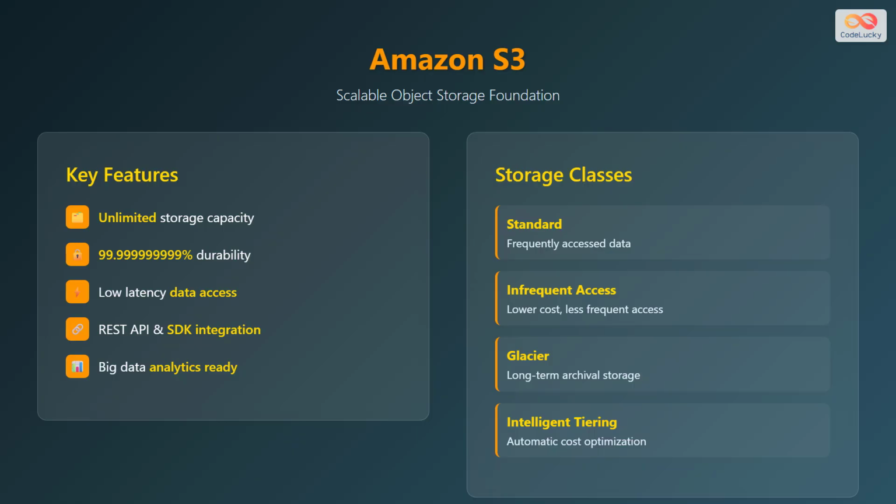Amazon Simple Storage Service, known as S3, is the storage foundation for your big data projects on AWS. It offers scalable object storage. It is designed to store and protect any amount of data. Now let's explore some of the key features and storage classes of S3.